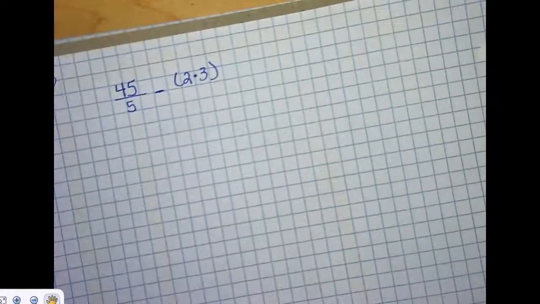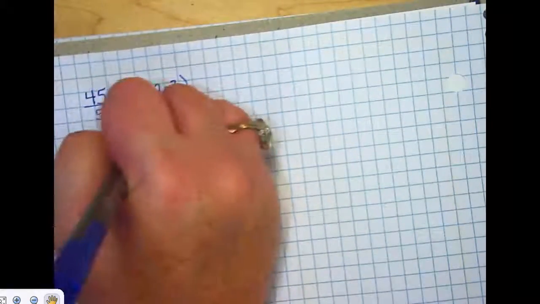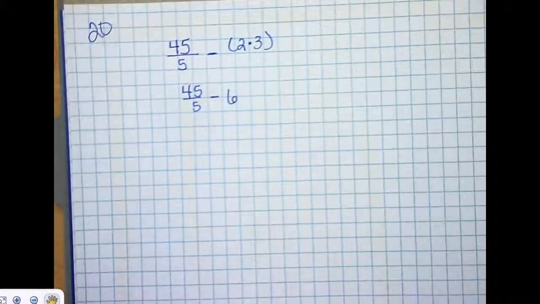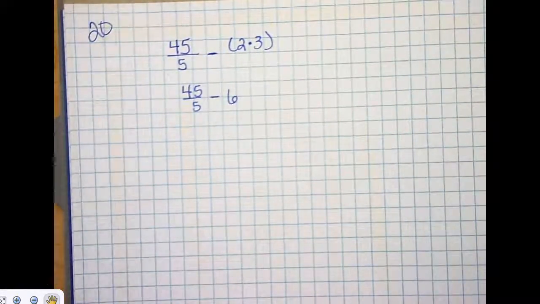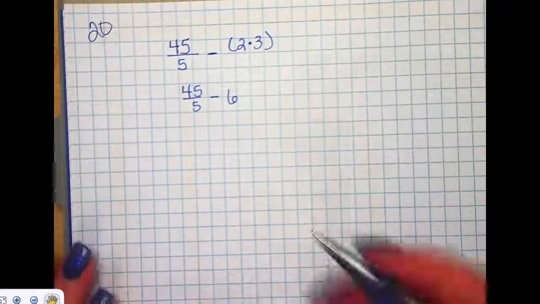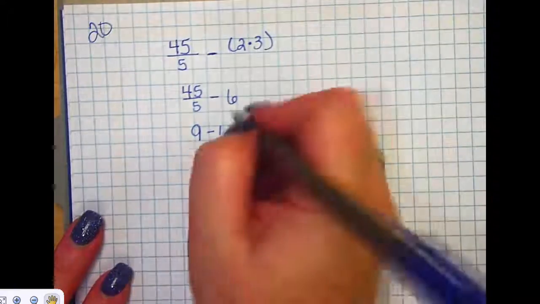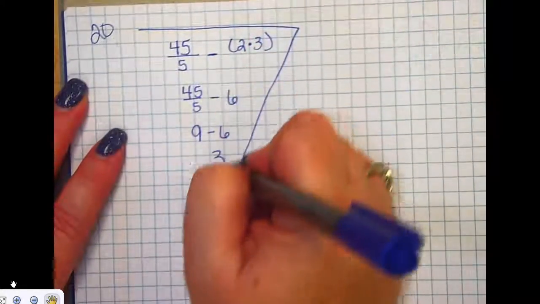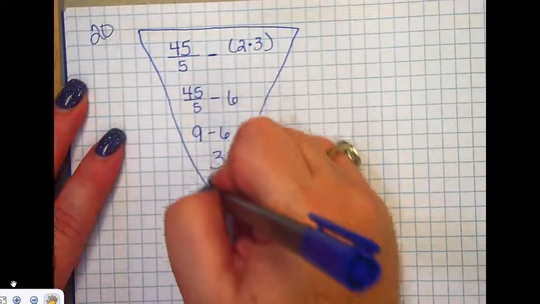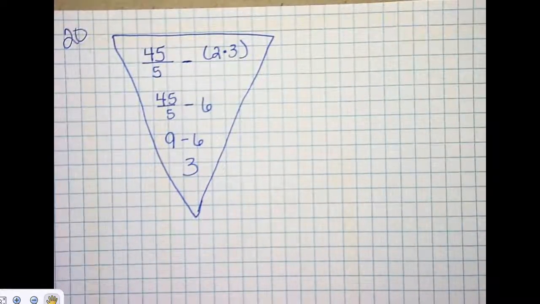So where are we going to start with this one? Parentheses, and so we're going to do 2 times 3 is 6. So rewrite it, 45 divided by 5 minus 6. So now we have division and subtraction. Which one comes next? Division. 45 divided by 5 is 9. 9 minus 6, and 9 minus 6 is 3. You should end up with a pizza slice or a Dorito.